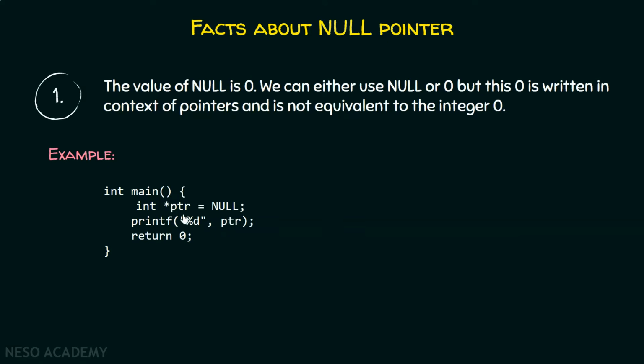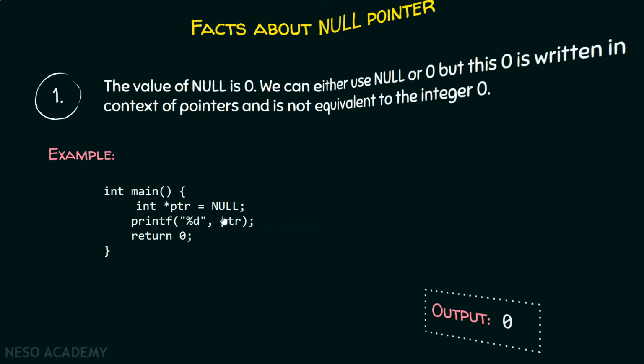For example, here in this case, PTR has been initialized with null. Here you can see I am trying to print the value associated with this null, basically a decimal value. So the output will be 0 in this case, because null and 0 are both the same. You can also initialize this pointer with 0, but let me tell you, it is not a good practice. Instead of initializing a pointer with 0, you should initialize it with null, to avoid any confusion further.